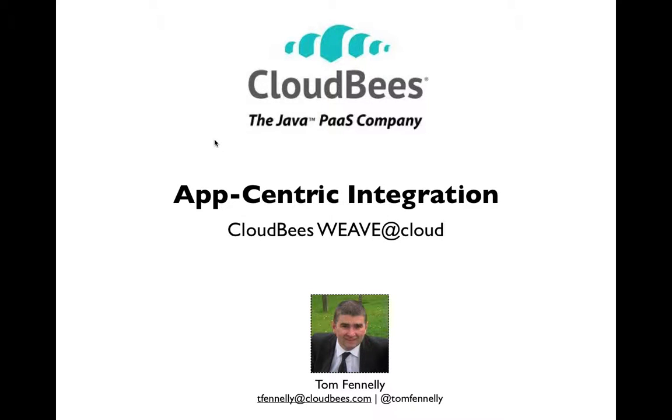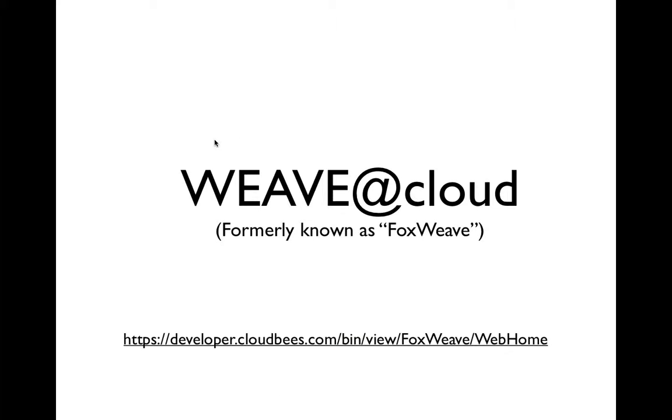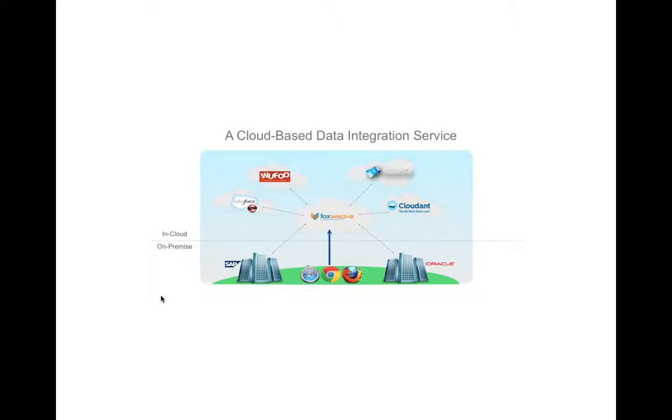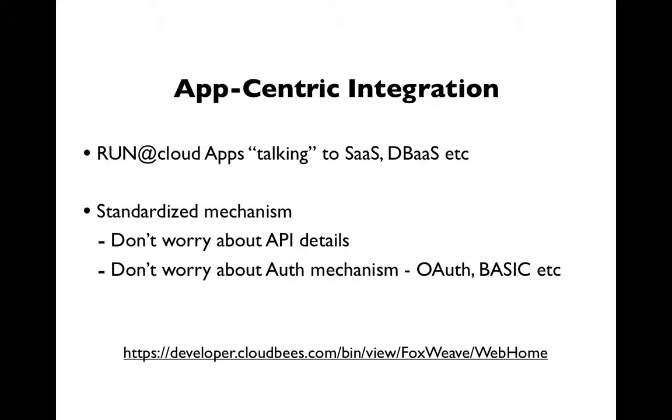In this video we're going to talk about App-Centric Integration using the CloudBees Weave It Cloud service. Weave It Cloud is a service formerly known as Foxweave, and if you want to get more information on Weave It Cloud, just follow the link at the bottom of the slide there. But in essence, Weave It Cloud is a data integration service that allows you to synchronize or migrate data across a host of different cloud or on-premise applications and databases.